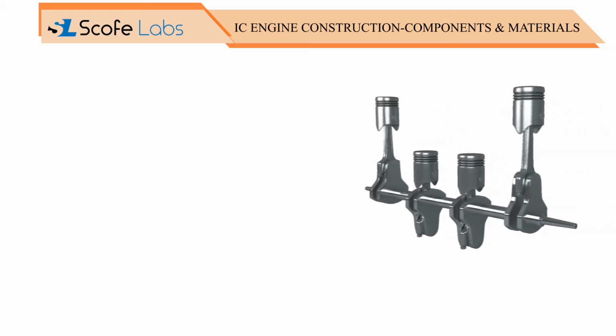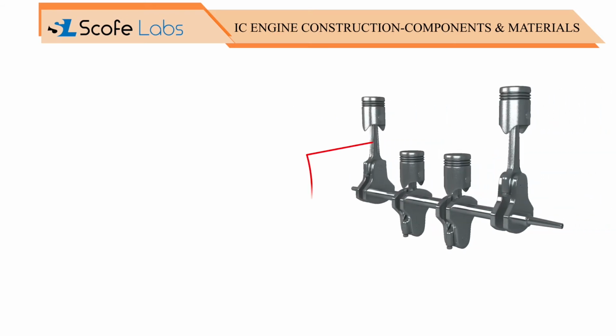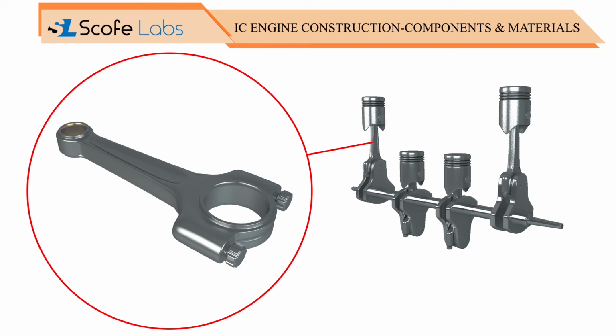Connecting rod interconnects the piston and crankshaft to work as a single unit. The smaller end of the connecting rod is connected to the piston by a gudgeon pin, and the bigger end is connected to the crankshaft by a crank pin. It transmits the force of the piston to the crankshaft. Connecting rod should absorb the impact of piston force, and it should be light in weight, hence it is made of aluminum alloy or titanium.